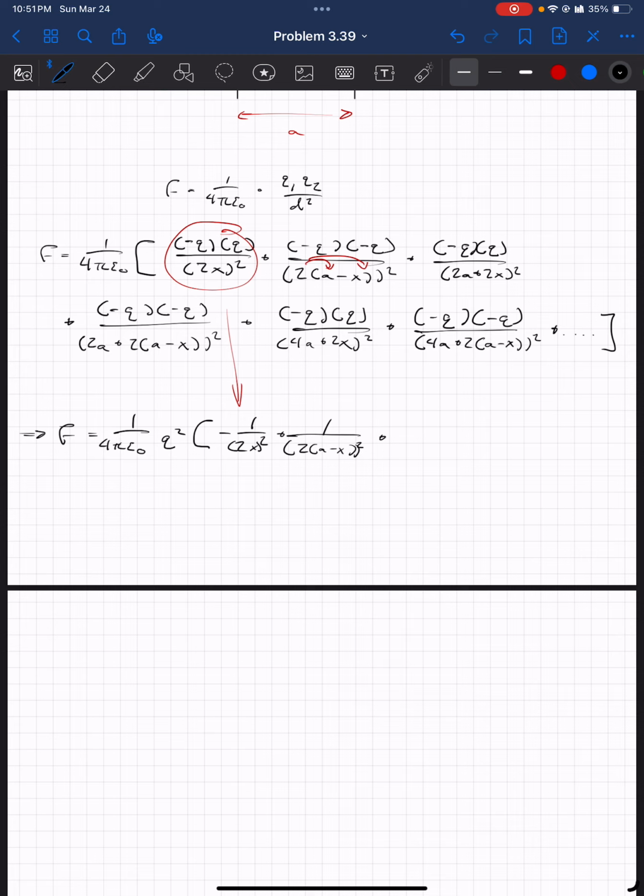Next, I will have, not positive, negative 1 over 2a plus x squared. And following that, I will have a positive 1 over 2 times a plus a minus x squared. And after that, I will have a negative 1 over 2 times 2a plus x squared as the distance. Then I will have a positive 1 over 2 times 2a plus a minus x squared. And this continues on and on.